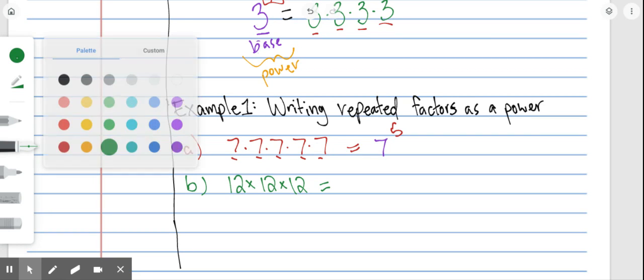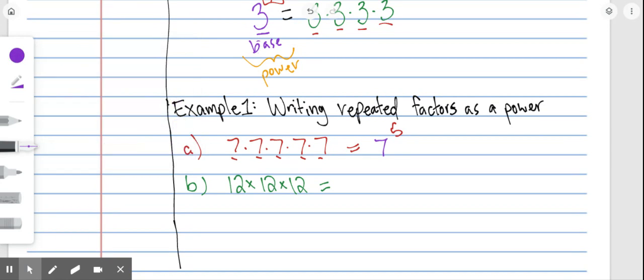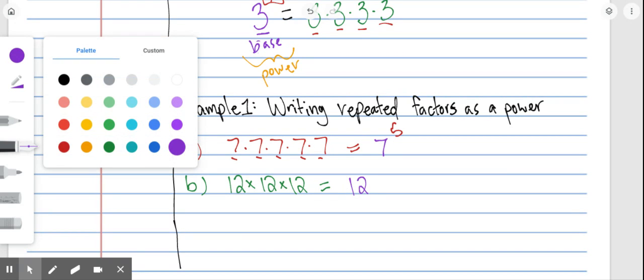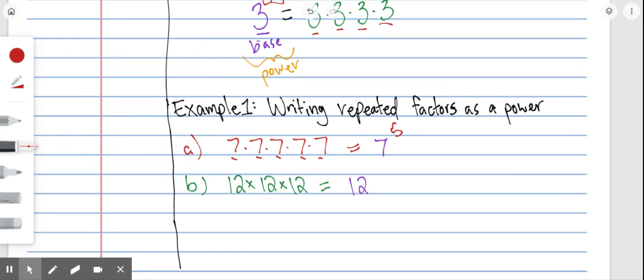All right, so again, I'm going to use the same colors. I'm going to start with the base, which is purple. What number is being multiplied by itself? 12. So 12 is the base. And then red, which is the exponent. How many times is it being multiplied by itself? 1, 2, 3. So this is 12 to the third.